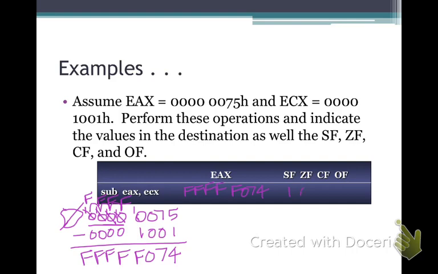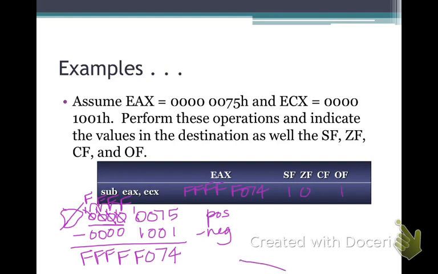When I look at the flags, sign flag, my result is negative, so the sign flag will be set. It is non-zero. Did I have a carry out? I had positive minus a negative, which is the same as positive plus a positive. So when I do positive plus a positive, I should expect a positive. I did not get a positive, so overflow did occur.